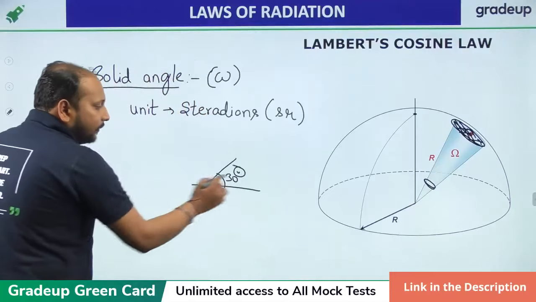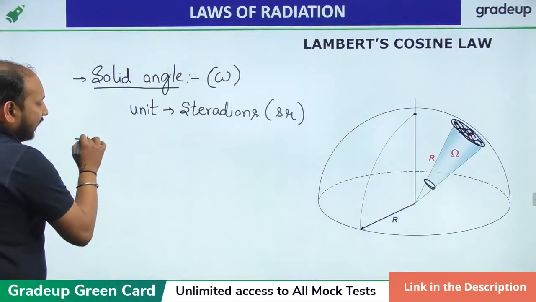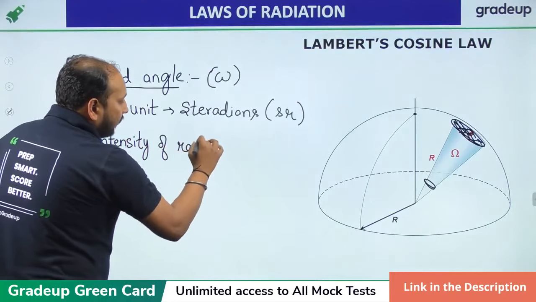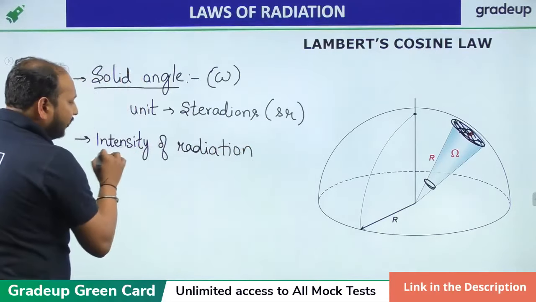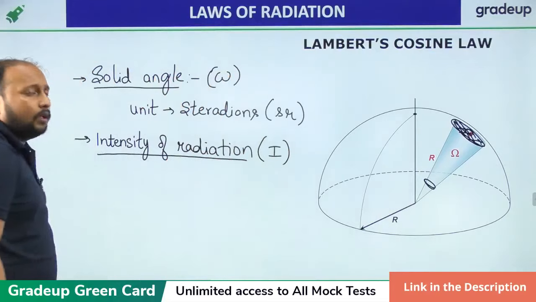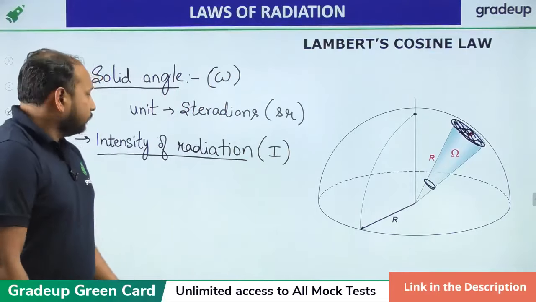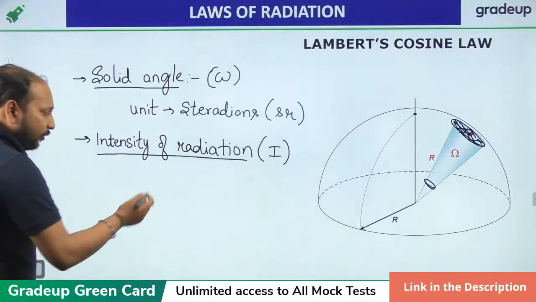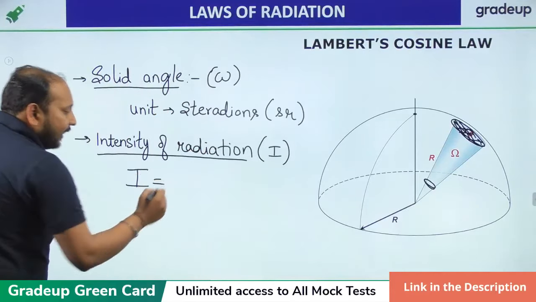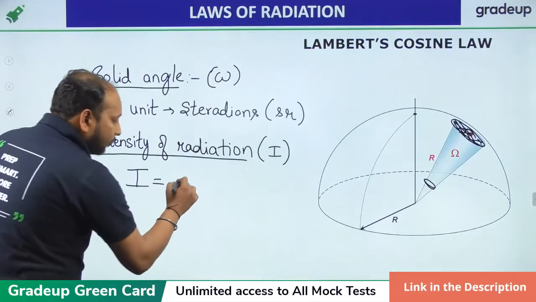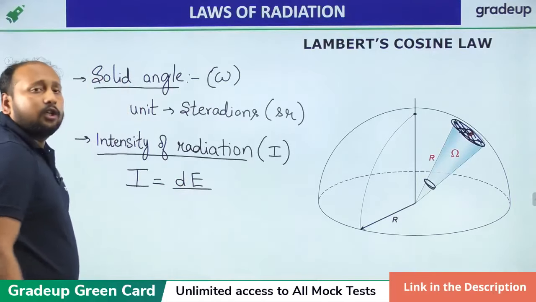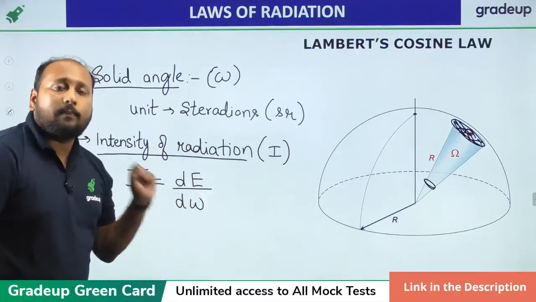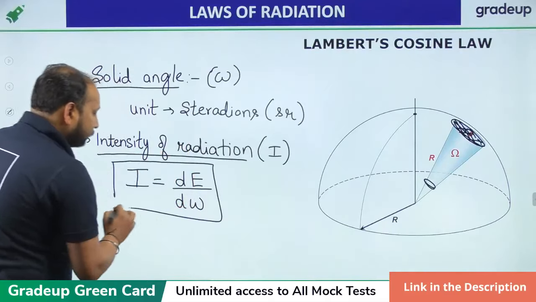The next important parameter which you should know is intensity of radiation, normally denoted as capital I. What is intensity of radiation? If you want to define it, I will write the equation for you, then you will be able to understand. Intensity of radiation is basically the total emissive power of a body in any direction per unit solid angle per unit area.